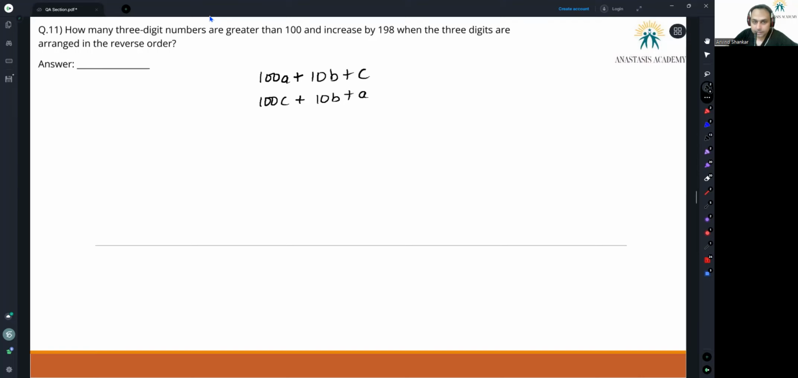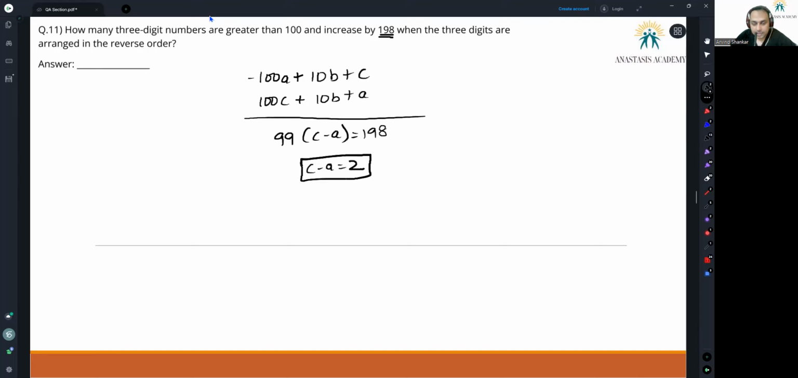So I'm subtracting the first expression from the second one. You will get 99(C minus A). This is the difference between these two numbers, and we are told this is equal to 198. So C minus A is equal to 2.